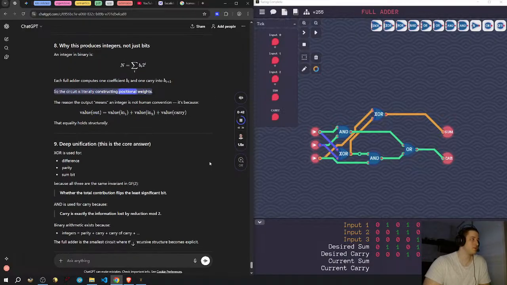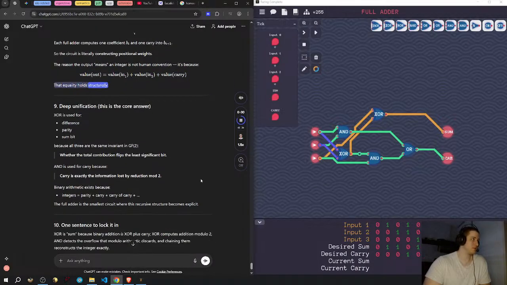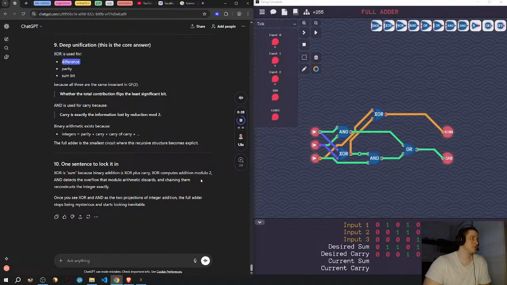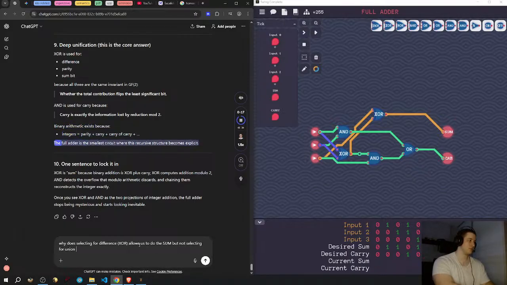Literally constructing positional weights. The reason the output means an integer is not human convention. It's because value out equals value in. That equality holds structurally. 9. Deep unification. This is the core answer. XOR is used for difference, parity, sum bit. Because all three are the same invariant in GF(2). Whether the total contribution flips the least significant bit. And AND is used for carry because carry is exactly the information lost by reduction mod 2. Binary arithmetic exists because an integer equals parity plus carry of carry plus. The full adder is the smallest circuit where this recursive structure becomes explicit.